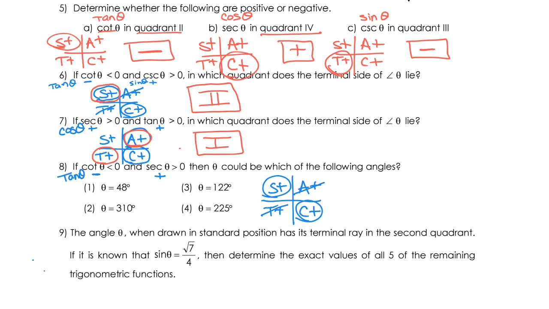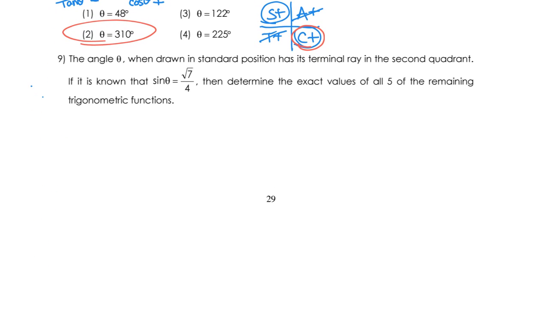And then they're saying secant theta is greater than 0 or positive. And so we'll think about not secant, but its reciprocal, which is cosine theta. Where's cosine theta positive? So cosine theta is positive down here, guys. And so that's quadrant 4. And the only fourth quadrant angle that we have is 310 degrees. Okay. Number 9.